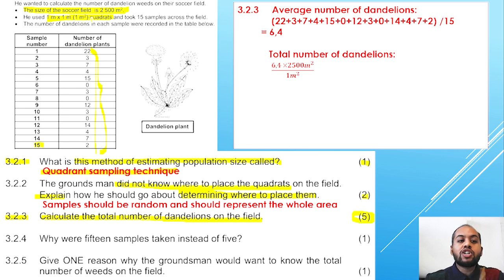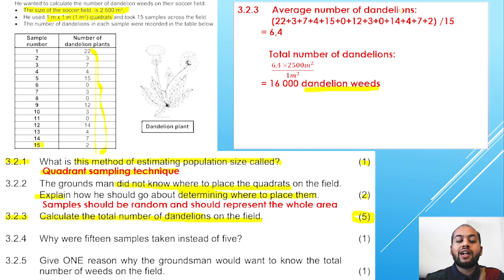If the areas were not given to you and units of measurement dimensions were given, you first needed to calculate the areas and then insert the areas into the formula. If you type this answer into the calculator, it should give you 16,000. And what are you referring to here? What is the unit of measurement? It's dandelion weeds because that is what we are calculating. So you will be awarded 5 marks for performing this calculation.